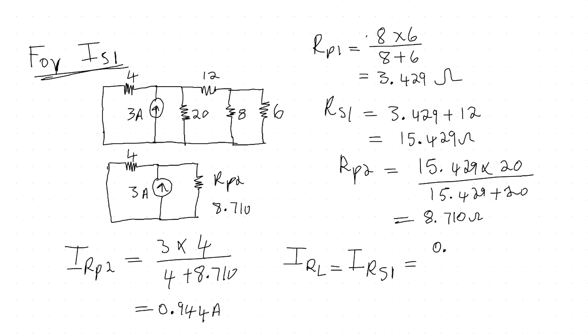So 0.944 multiplied by 20, divided by 20 plus.